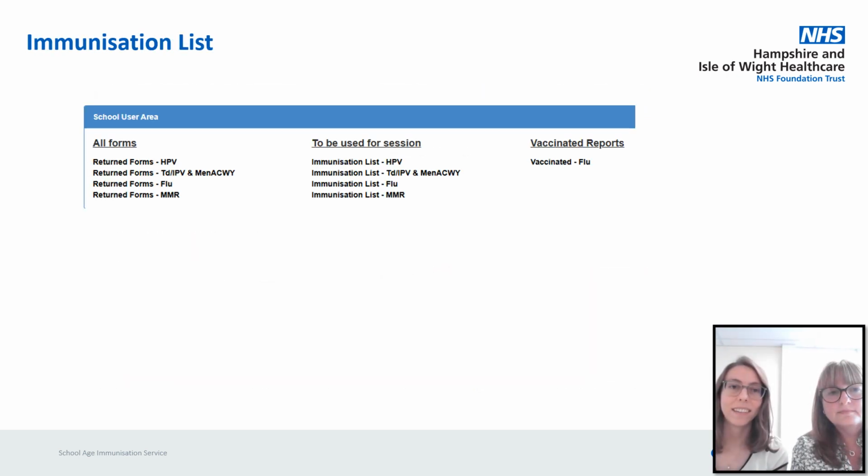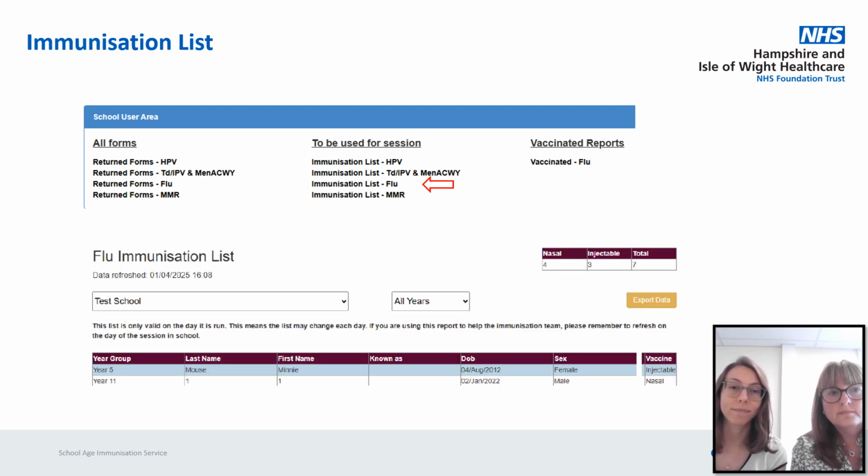Immunisation list. Back in the school area, you can see the middle section titled To be used for session. The immunisation list will only show those students who are due to be vaccinated that day. Again, this table can be sorted by clicking on the titles of the columns. Here you can see that some students will need the injectable version of the nasal spray and will be reviewed by the nurses. These will be highlighted in blue. The top box will show you how many nasals and how many injectables are due to be given that day.